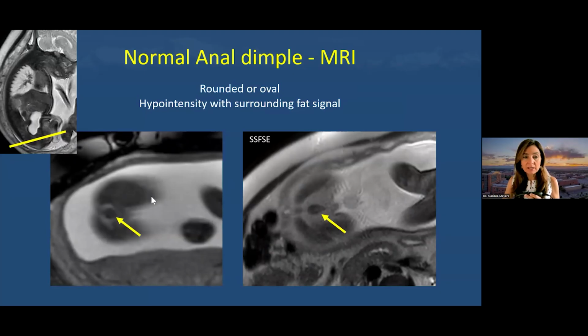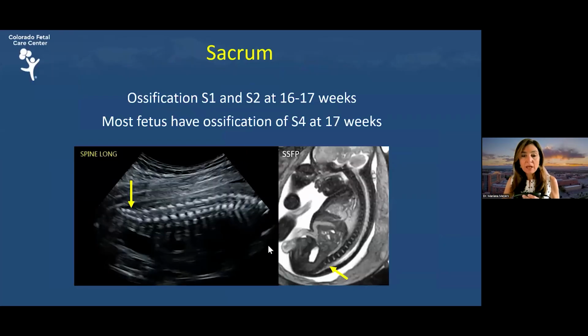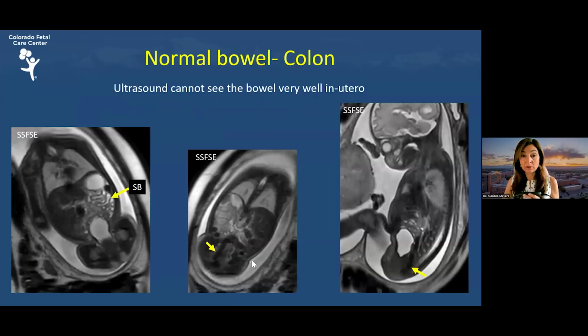So this is an SSFP image, and this is an SSFSE, both sagittal. You can see this rounded oval of hypointensity in both sequences. We don't see that center of hypoechogenicity as we see in the ultrasound. It's more homogeneously hypointense, and then you have the surrounding adipose tissue of the perineal area of the baby. That's the normal one. It's good to look at the normal sacrum. Most fetuses by 17 weeks have ossification of S4, and that can help you identify some sort of sacral anomalies.